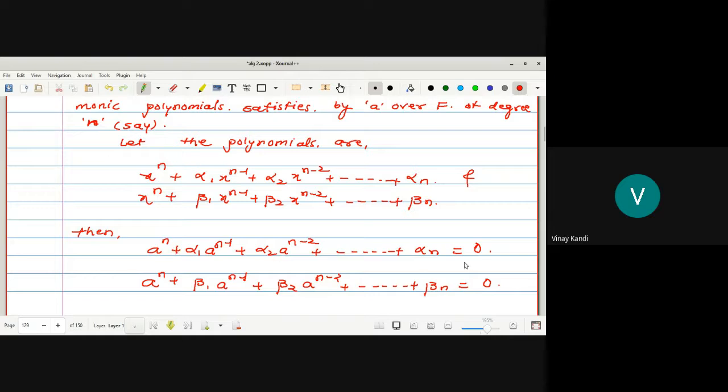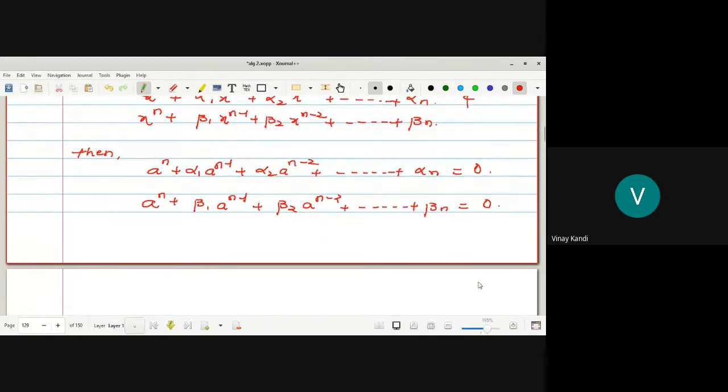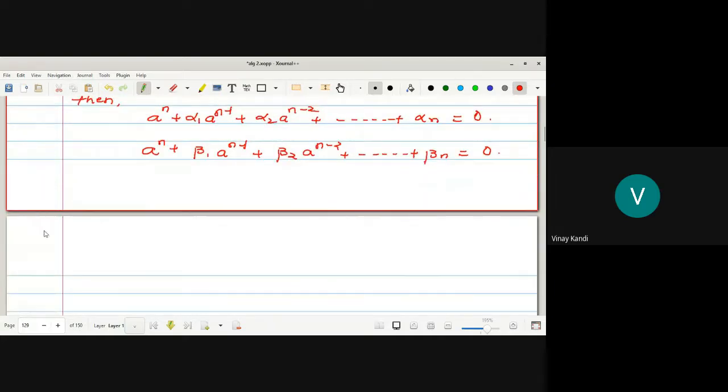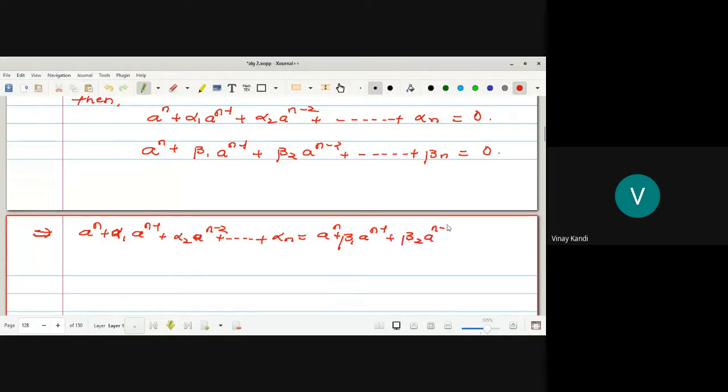Okay, now the right hand side of both the equations are 0. So equating these two equations we get, a raised to n plus alpha 1 a raised to n minus 1 plus alpha 2 a raised to n minus 2 plus up to so on alpha n is equal to a raised to n plus beta 1 a raised to n minus 1 plus beta 2 a raised to n minus 2 plus up to so on beta n. Okay, any doubt up here?